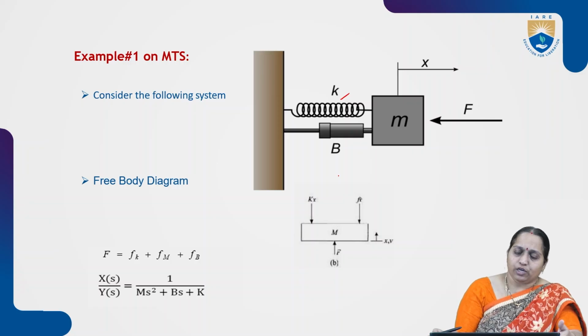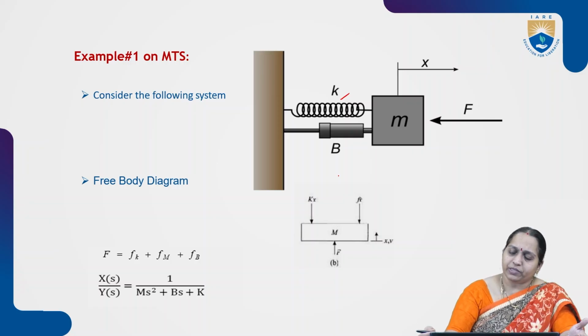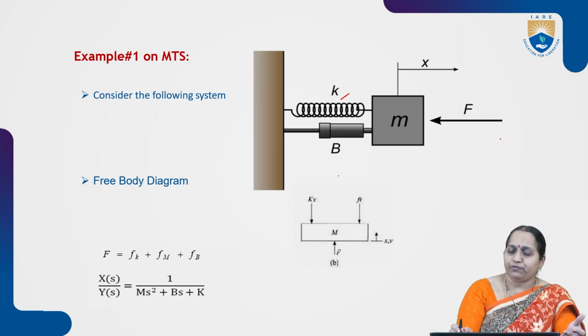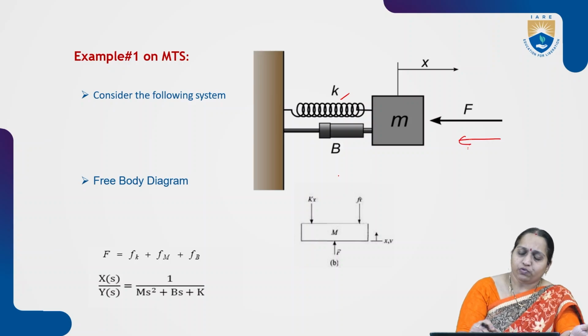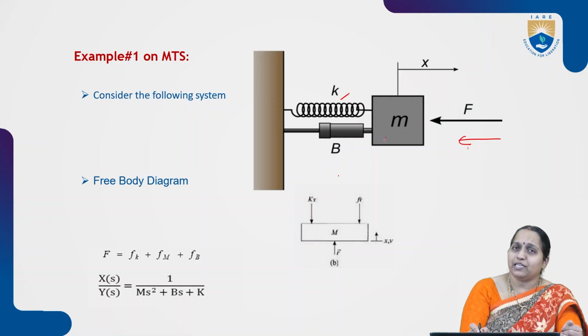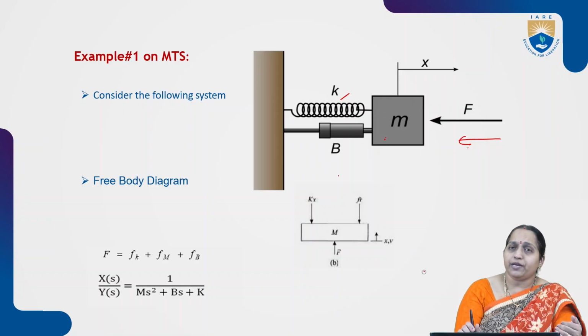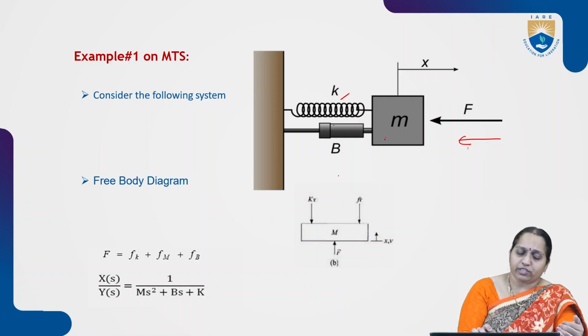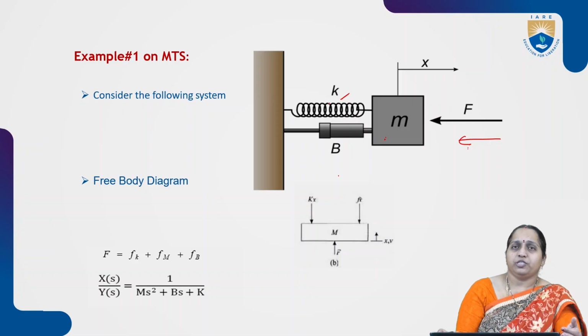Let me say I'm applying force in this direction. The applied force is F. So what are all the three opposing forces? Fm, that is the opposing force due to the mass element, the opposing force due to the dashpot, as well as the opposing force due to the spring.